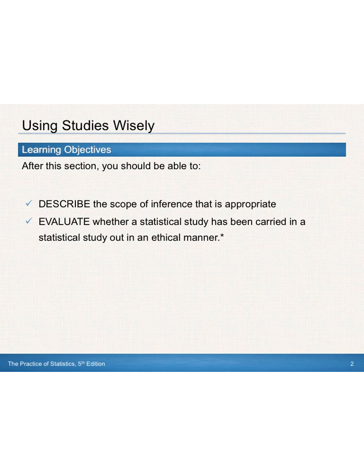Now that we know how to design a good experiment, in this section we're going to talk about the scope of inference that's appropriate based on how the experiment has been designed and whether a statistical study has been carried out in an ethical manner. This part right here is not going to be tested on the AP test, but it's really important that we understand what is the right thing to do when it comes to studies.